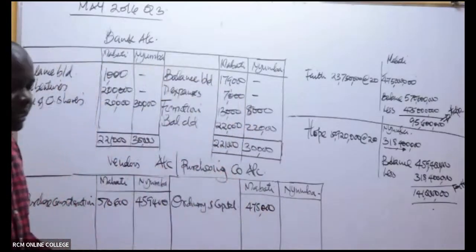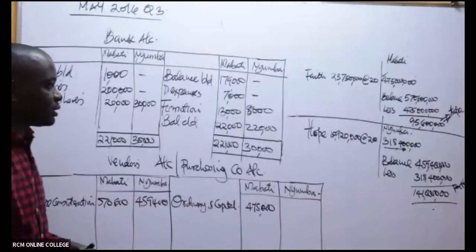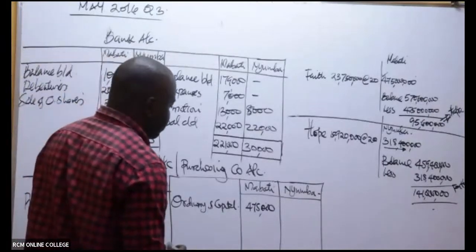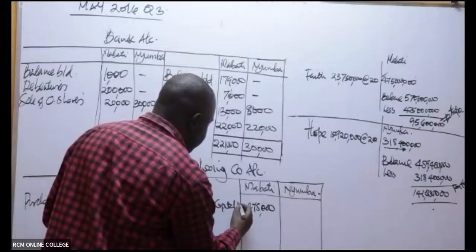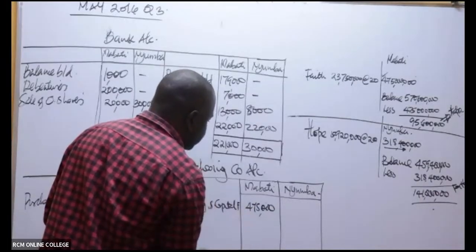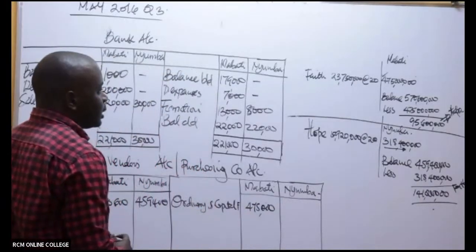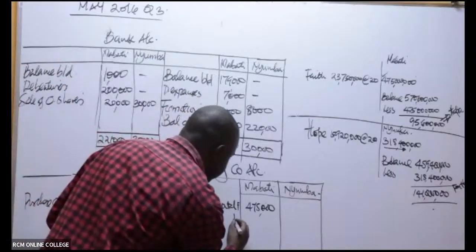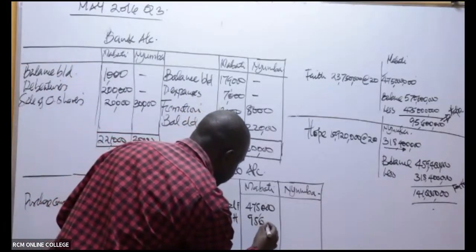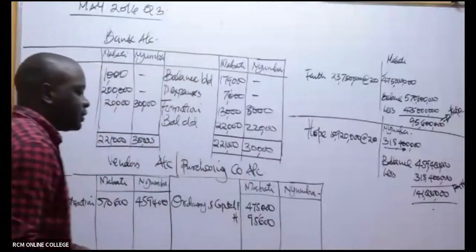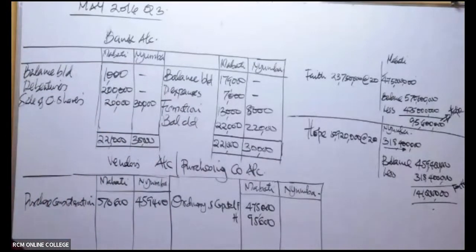475 and 95, 600 and 95, 600. So of course, in this case, if you can recall very well, this one was going to Faith, and the other one was going to Hope. So it is 95, 95, 600. Then the other one in this case is 141. So 318, 400, 318, 400.